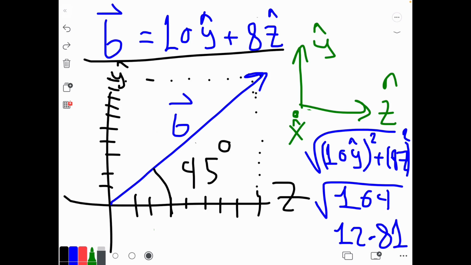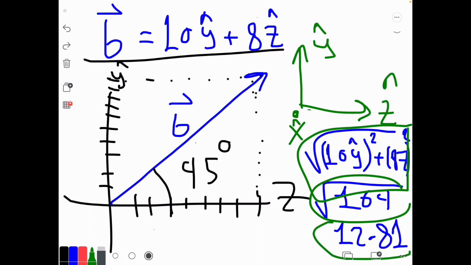And then we also have the magnitude, which is going to be the square root of 164, because we get 10y hat squared plus 8z hat squared. Add them, we get 164, and then the square root of that is going to be about 12.81, but we're just going to stick with the square root of 164. Let's go get the next one.